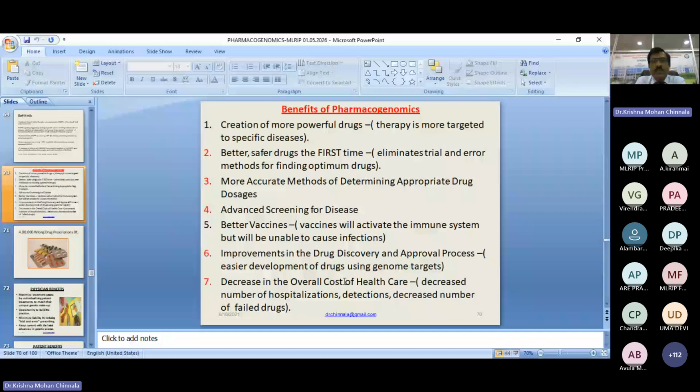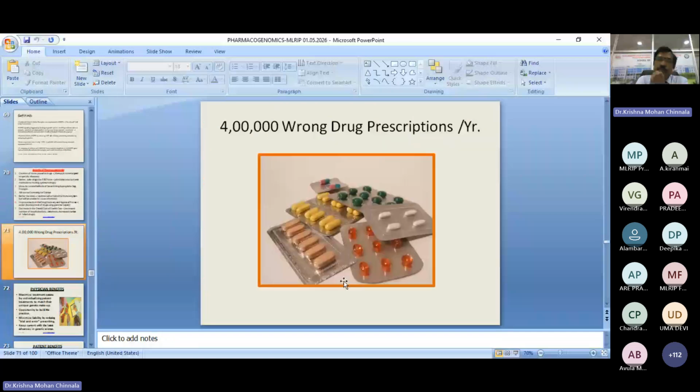So the cost is very much important, along with effectiveness. Decrease in the overall cost of healthcare is a top priority for governments, to give effective medicines to the people to reach. And prevention is better than cure always. And 4 lakh wrong drug prescriptions per annum are reported.